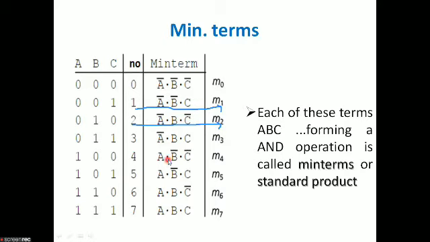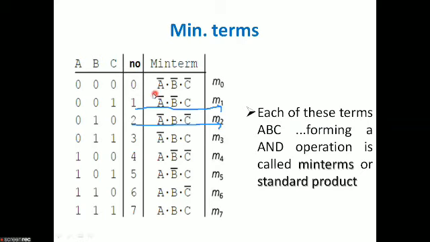Next is A dot B bar dot C bar. This is min term 4. Next is A dot B bar dot C. This is min term 5. And this is A dot B dot C bar. That is min term 6. And the last one is A dot B dot C. That is min term 7.